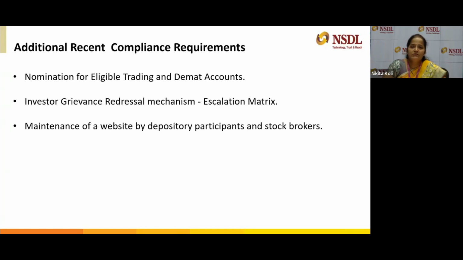Second, investor grievance redressal mechanism, that is, escalation matrix. As per NSDL Policy Circular 122 issued on September 1, 2022, in order to strengthen the process of handling investor grievances and publishing the investor grievance redressal mechanism, publication of the escalation matrix on the website is mandatory.